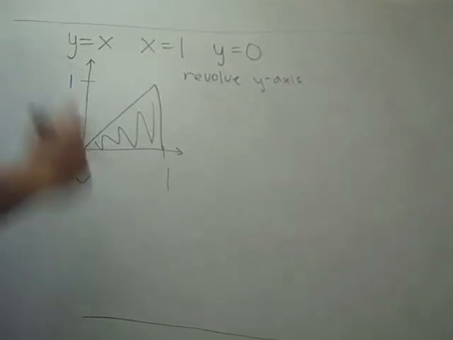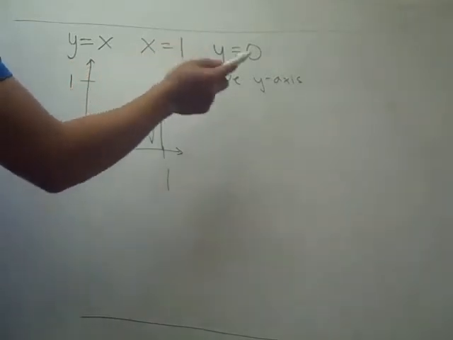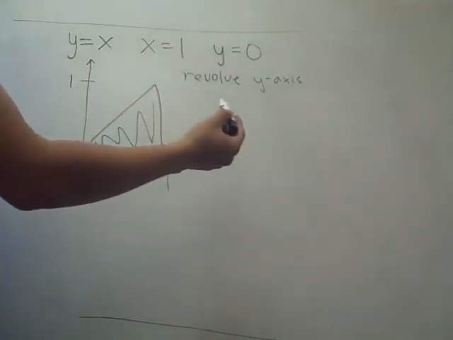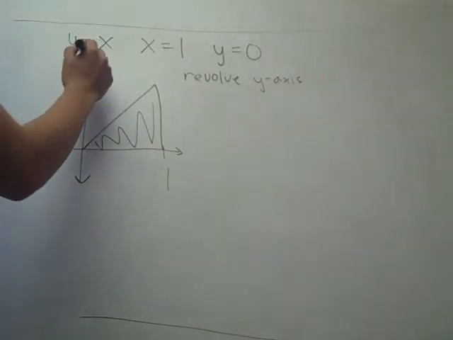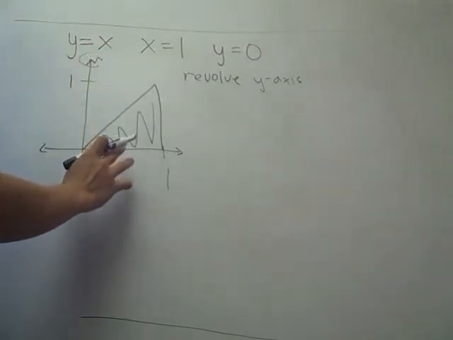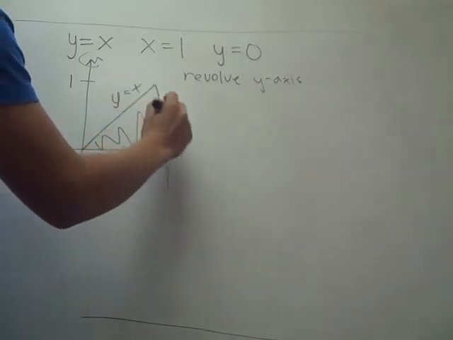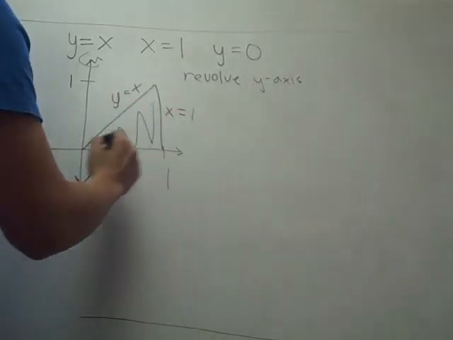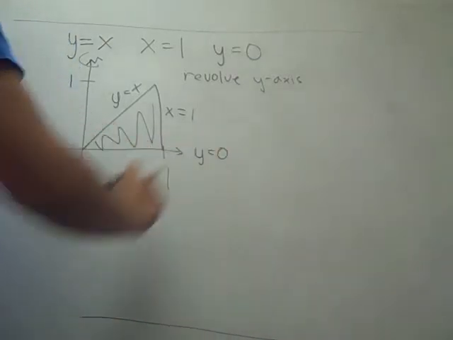Okay, so we are going to take this graph of y equals x, x equals 1, and y equals 0, and revolve it around the y-axis. And then we're going to solve it by using the shell method. So this line is y equals x, this is x equals 1, and the x-axis is y equals 0.